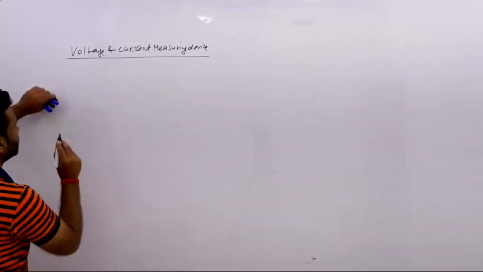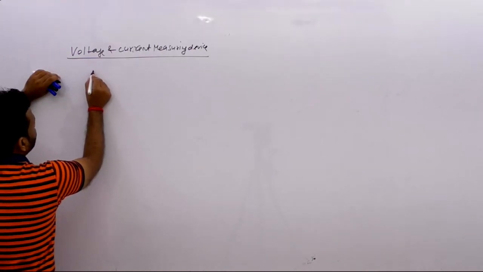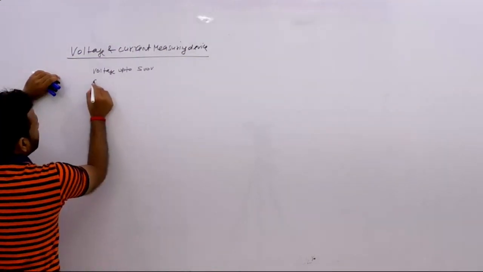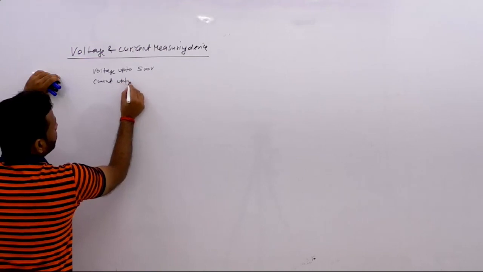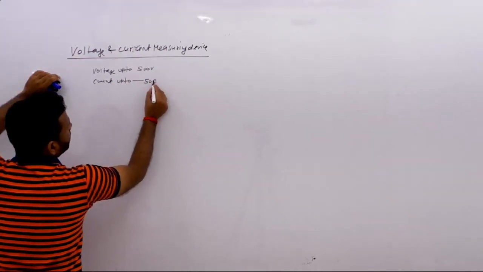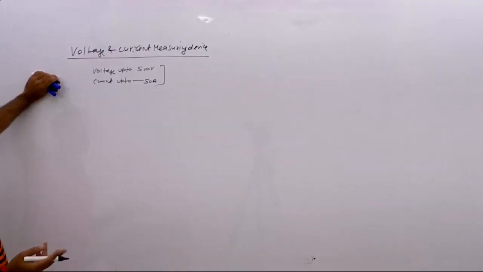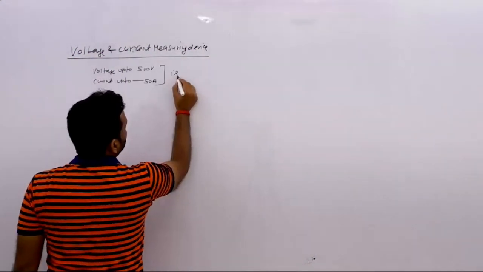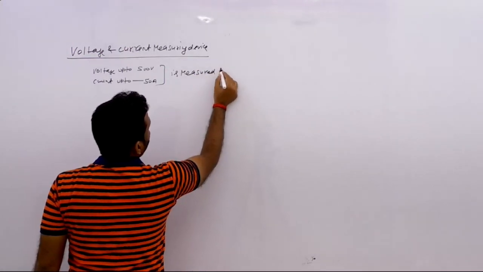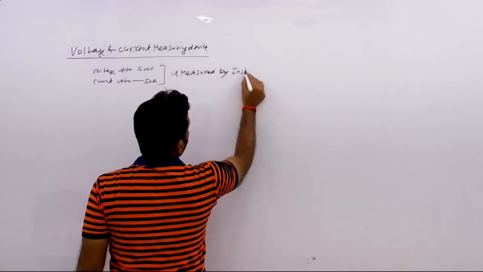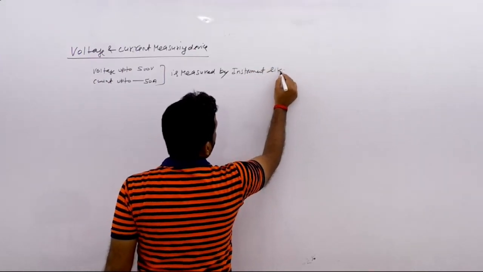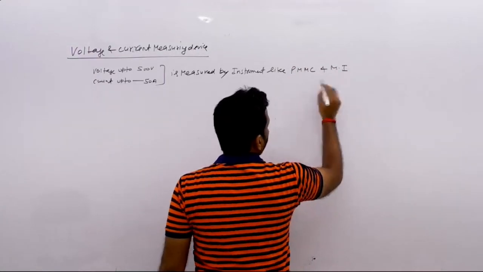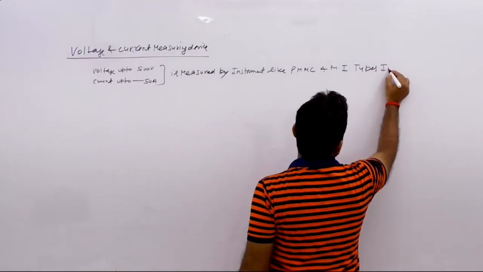So if you measure voltage up to 500 volt and current up to a maximum of, suppose, 50 ampere, now voltage up to 500 volt and current up to 50 ampere is measured by instruments like PMMC and MI type instrument. ठीक है यहां तक.